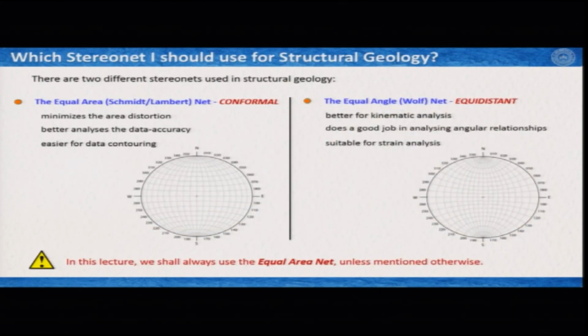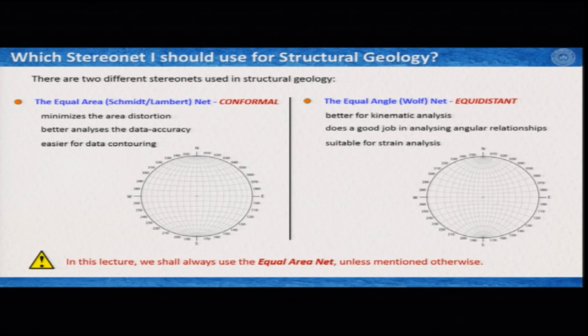Now, as I said, there are many different projection styles, there are many different possibilities. So, in structural geology, there are two different types of Stereonets that we use. One is equal area and another is equal angle. The equal area net is also known as the Schmidt-Lambert net, and the equal angle projection is also known as the Wulff projection, or the Stereonet is known as Wulff net.